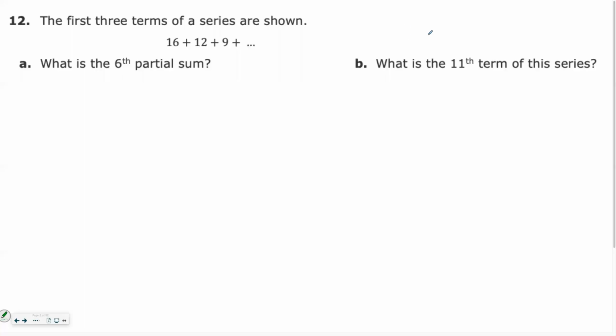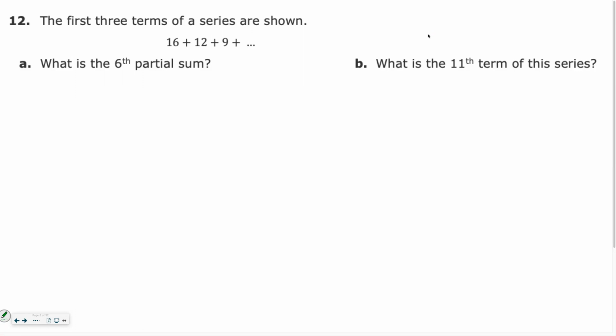Number 12, the first three terms in a series are shown. 16 plus 12 plus 9 plus ... Part A says, what's the sixth partial sum? Part B says, what is the 11th term of this series? All right. What do you think?